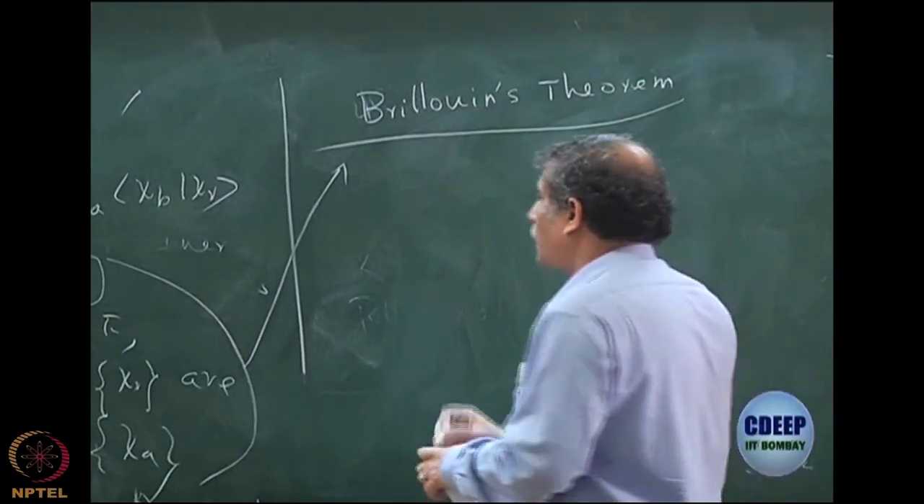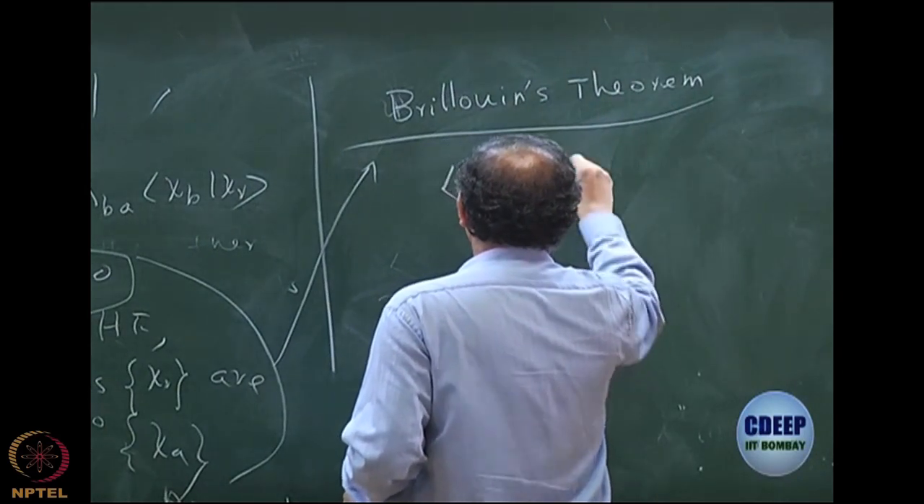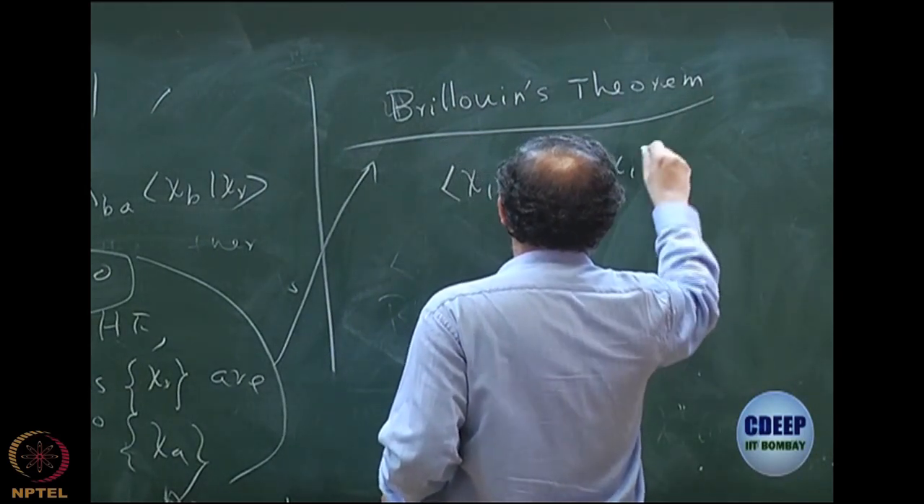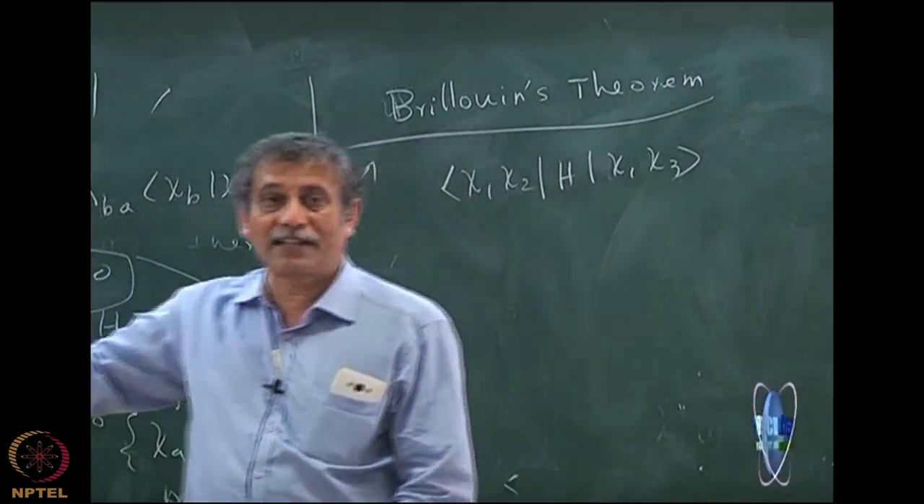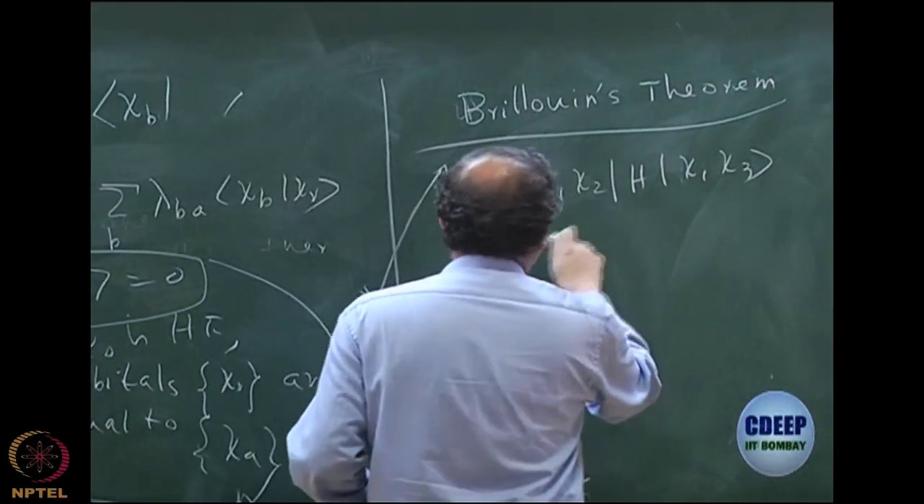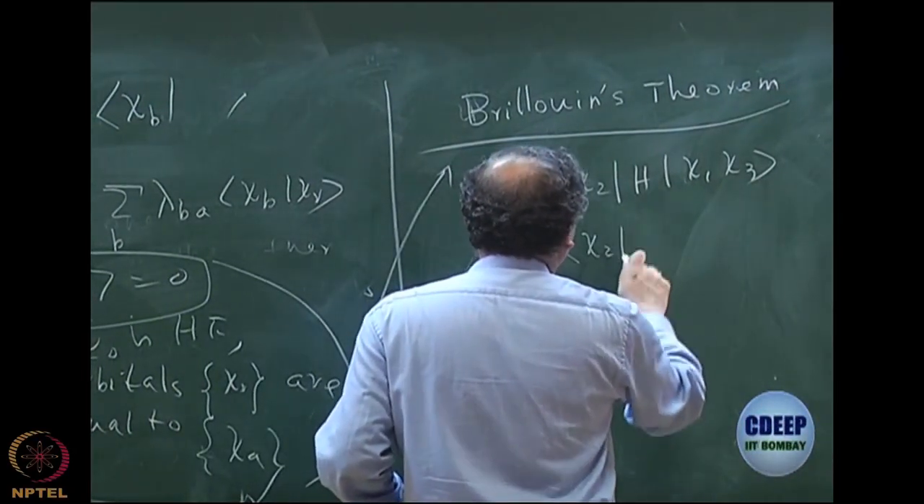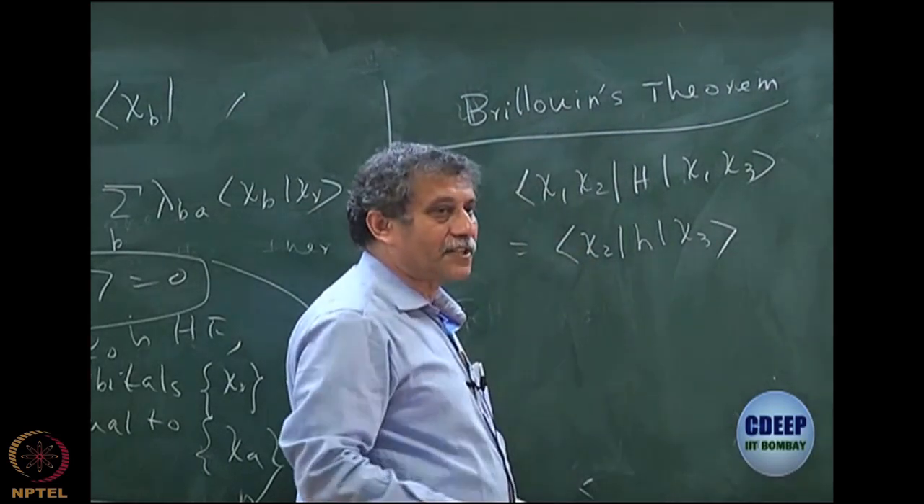So, for example, take chi 1, chi 2, H, chi 1, chi 3. Note that you can again do spin integration. I have not done that. Here, the first term will be chi 2 h chi 3, correct? That will be the first term.